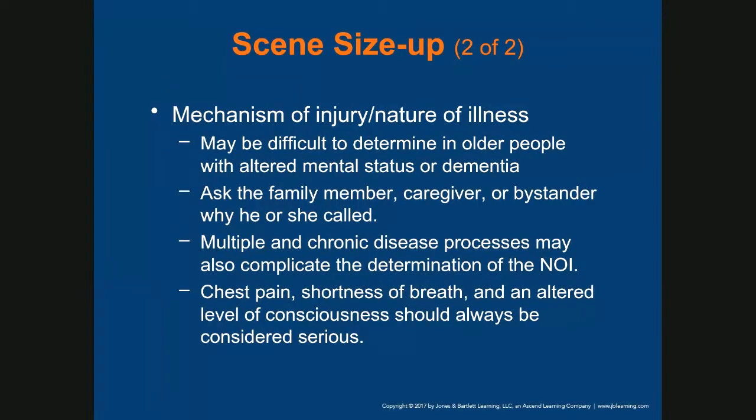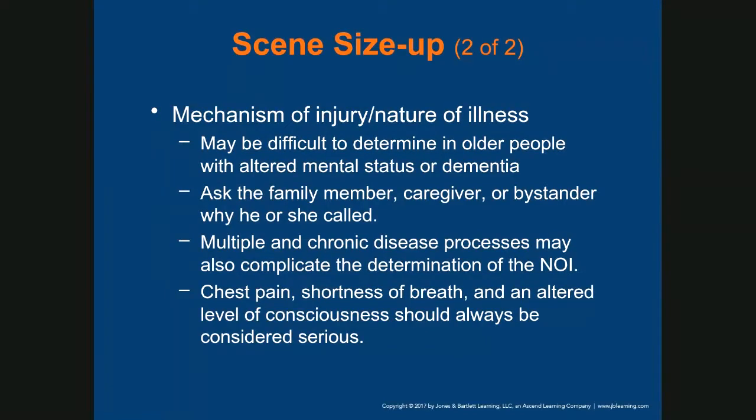And as I said, with these nursing homes or old age healthcare facilities, they never know anything about the patient. They never can tell you anything, right? You would have to ask the nurse on the previous shift or the nurse on the other shift. They never have any information to give you regarding the patient. Multiple and chronic disease processes may also complicate the determination of the NOI. Chest pain, shortness of breath, and altered level of consciousness should always be considered serious, right?